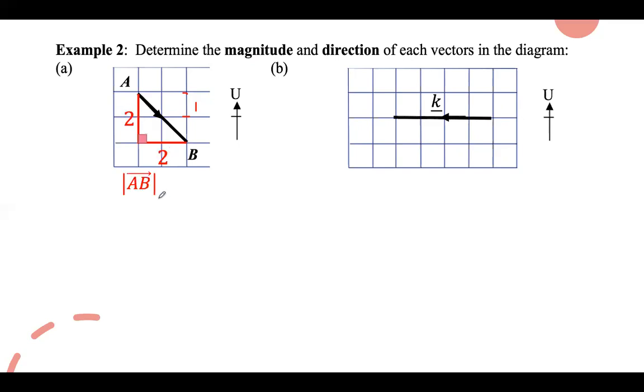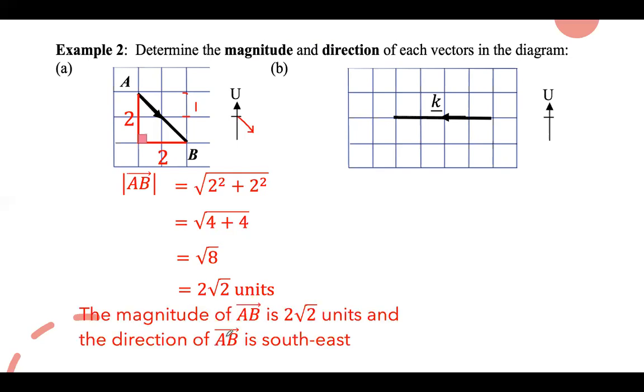So the magnitude of AB, using the distance formula, is square root of 2 squared plus 2 squared. So you get square root of 4 plus 4, then you get square root of 8, hence 2√2 units. And the direction is this direction, south, so southeast. The magnitude of AB will be 2√2 units, and the direction of AB is southeast.